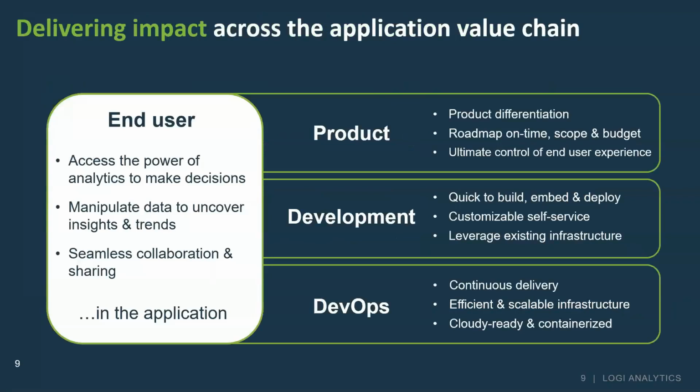So how do you deliver impact across the application value chain? Well, let's take each group. Start with the end users. End users want information that is relevant to the work that they're doing every day. They want it to be interactive. They want to be able to slice and dice data, ask questions from the data, get answers from that data. They want to be able to share those answers with the rest of the business and collaborate and help drive decisions.